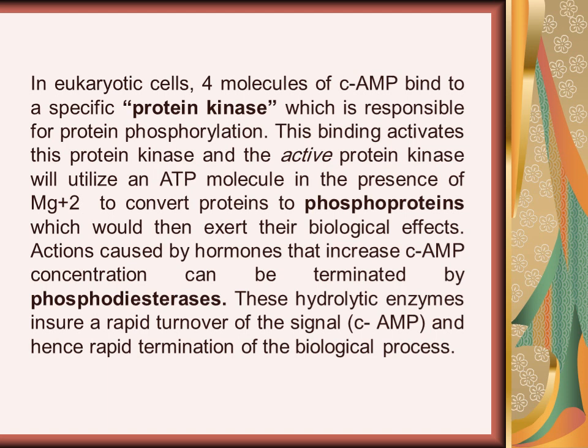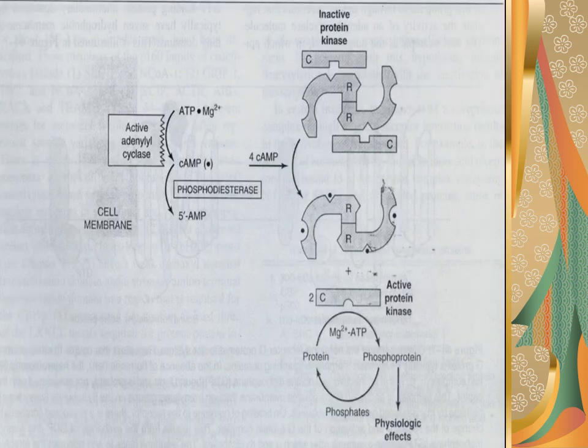Action caused by hormones that increase cyclic AMP concentration can be terminated by phosphodiesterases. This hydrolytic enzyme ensures a rapid turnover of the signal, cyclic AMP, and hence rapid termination of the biological process.